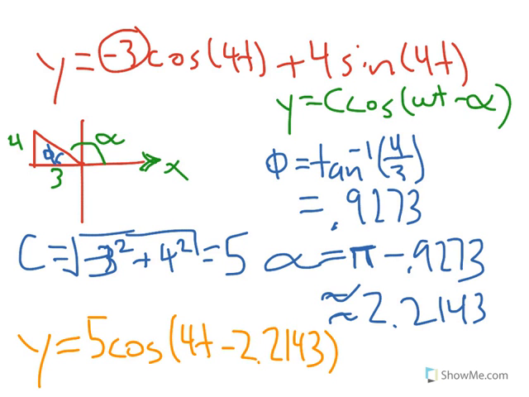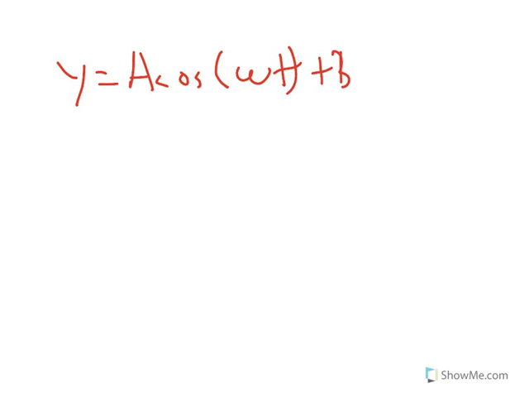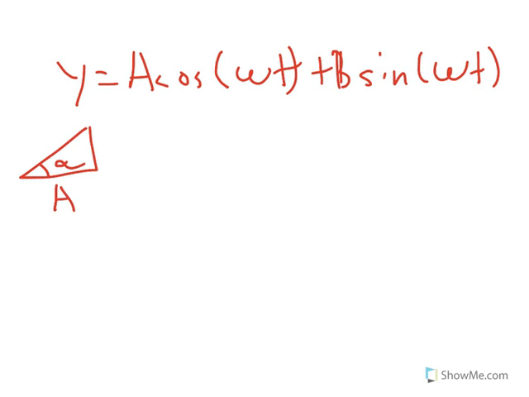So going back to the general case, let me erase all this. Going back to the general case of y equals a cosine of omega t plus b sine of omega t, we will again draw the triangle that these components create. So this is alpha, A and B.